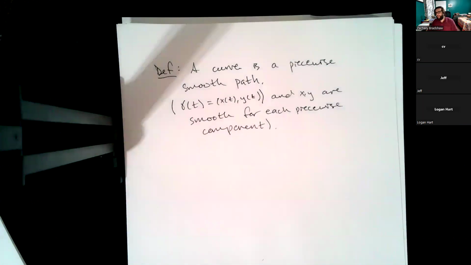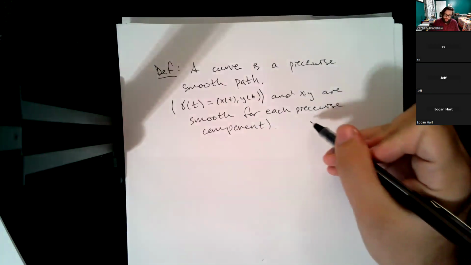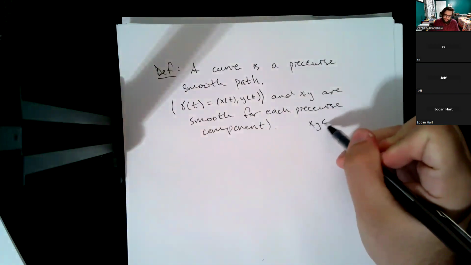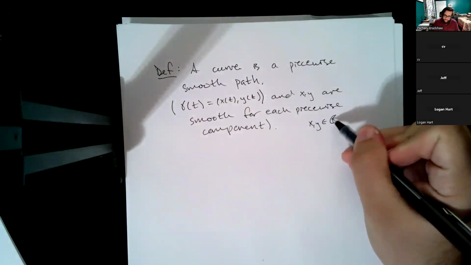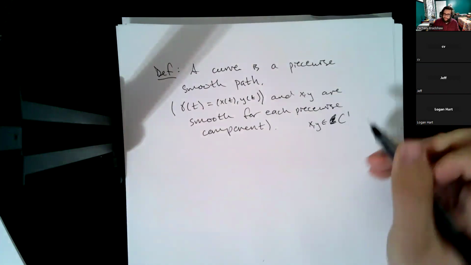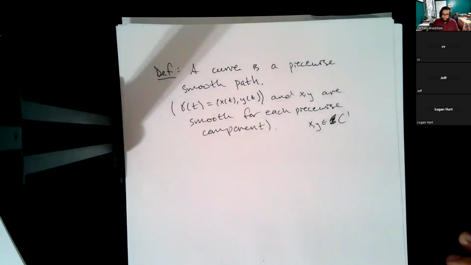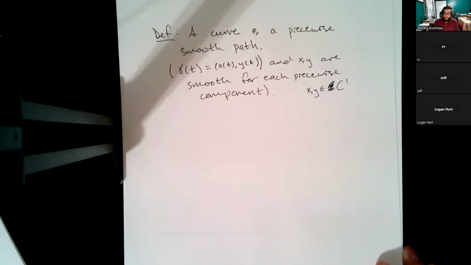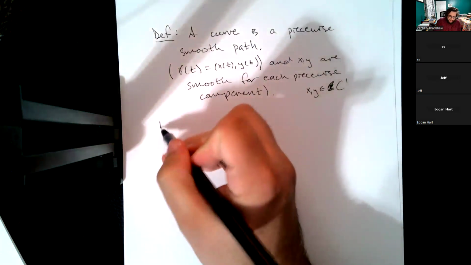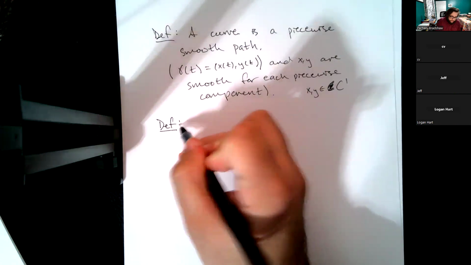So smoothness is technically too much to assume here. All we're really ever going to need is continuous differentiability. So really, I think it'll always suffice for these guys to be in C1. Whoops, not that C, C1. Okay. So now I can tell you what a line integral is over a curve.